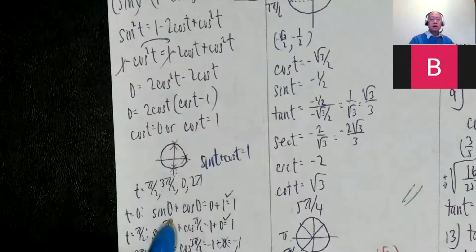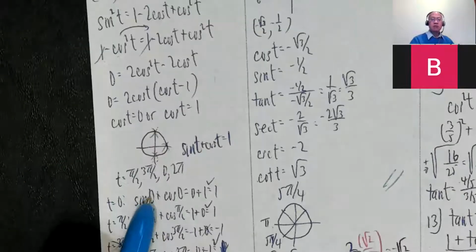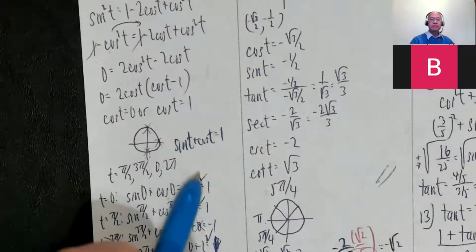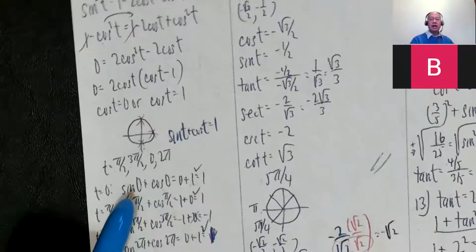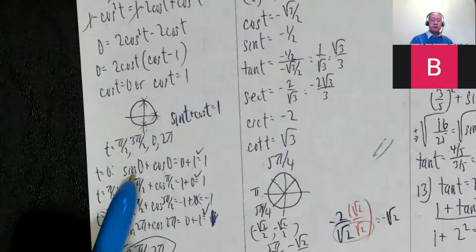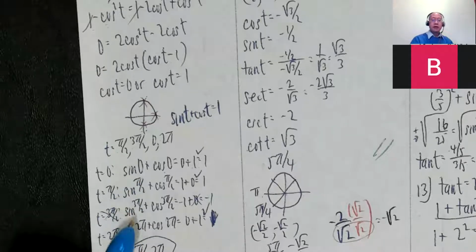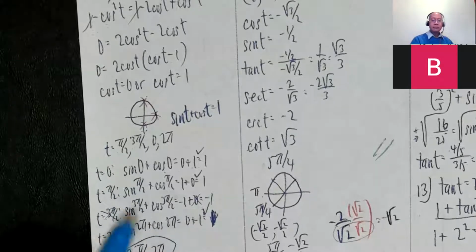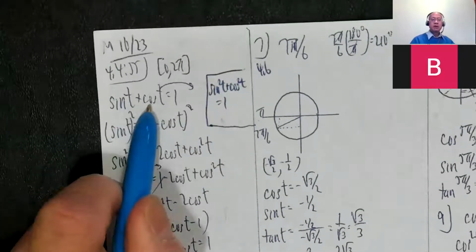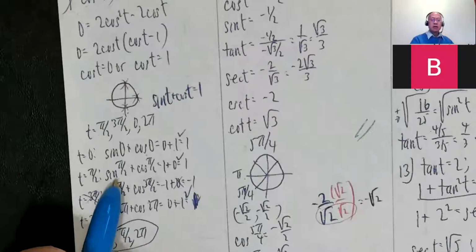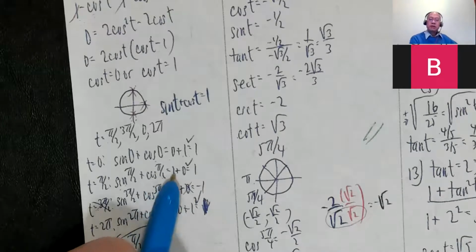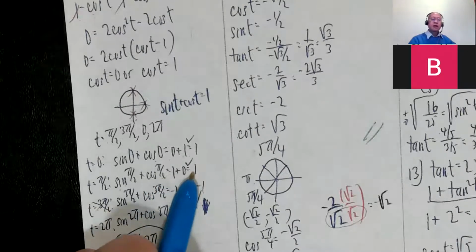If I plug in 0 to the original, I have sine of 0 plus cosine of 0, that's 0 plus 1, which is 1. That's true. And that means automatically I know 2 pi is going to work, because whatever I plug in for 0, I get the same thing if I plug in 2 pi. Okay, try pi over 2. Sine of pi over 2 plus cosine pi over 2. Sine of pi over 2 is 1. Cosine of pi over 2 is 0, so I also get 1.